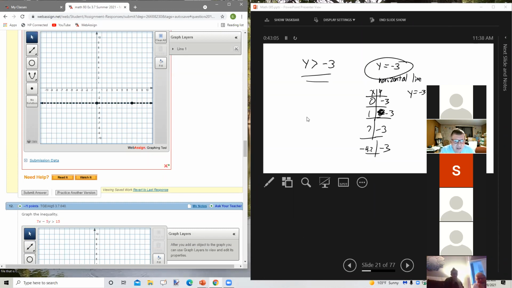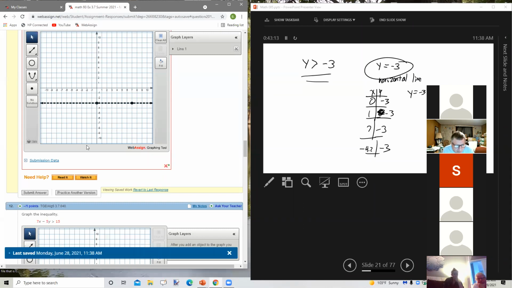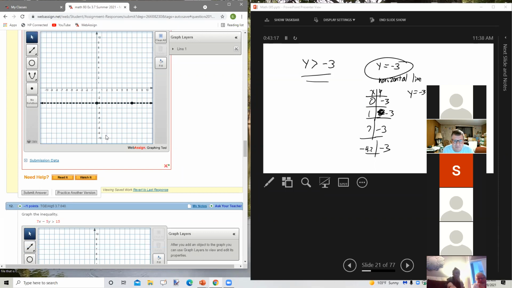Now, let me ask you this. Y is greater than -3. On this graph, where is that? Is that above -3 or below -3? Y is greater than -3. Would that be above -3 or below -3? That would be above. It would be above.